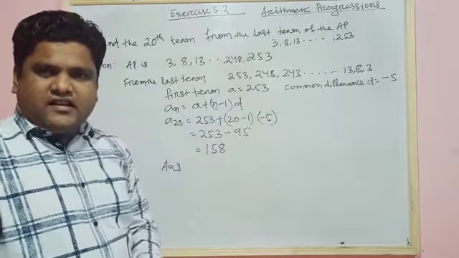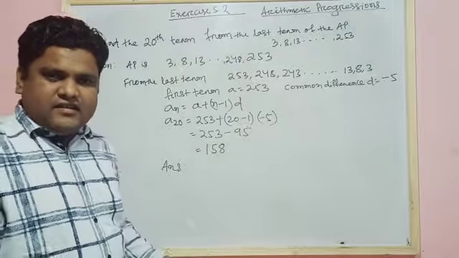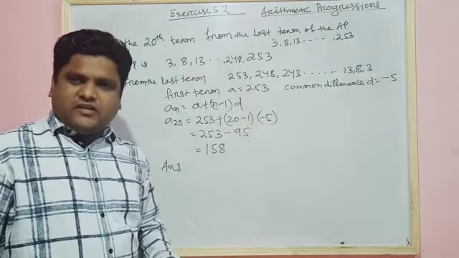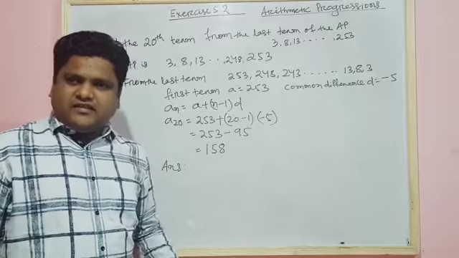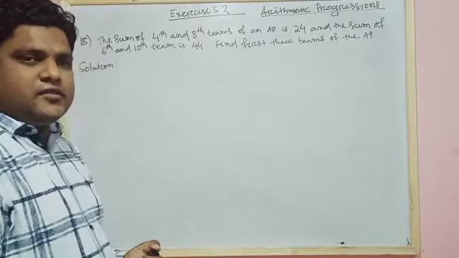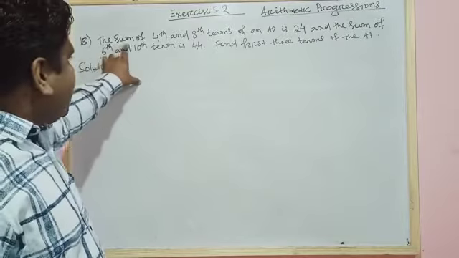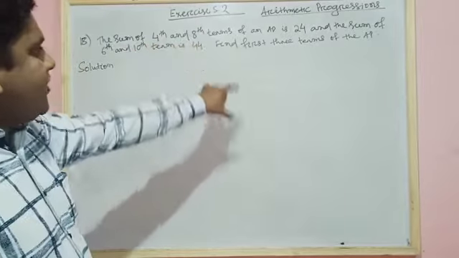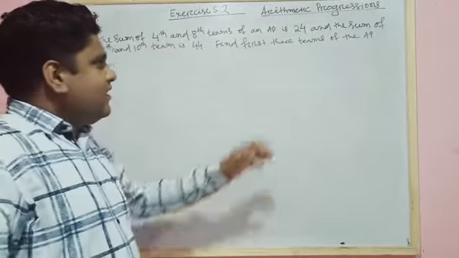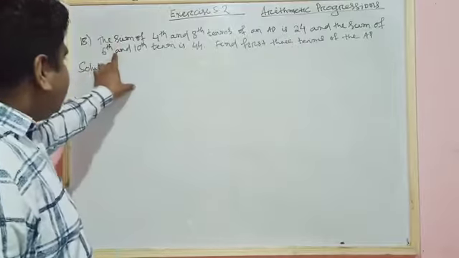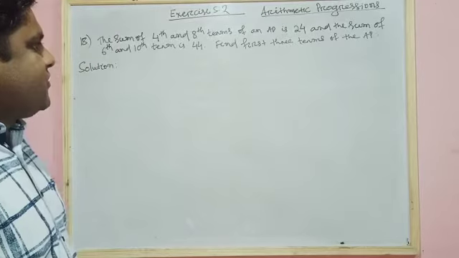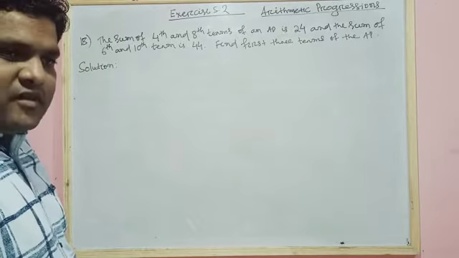So my dear students, write this, and whenever required you can pause this video and must write this. Next question is: the sum of the 4th and 8th term of an AP is 24 and the sum of the 6th and 10th term is 44. Find the first 3 terms of the AP.